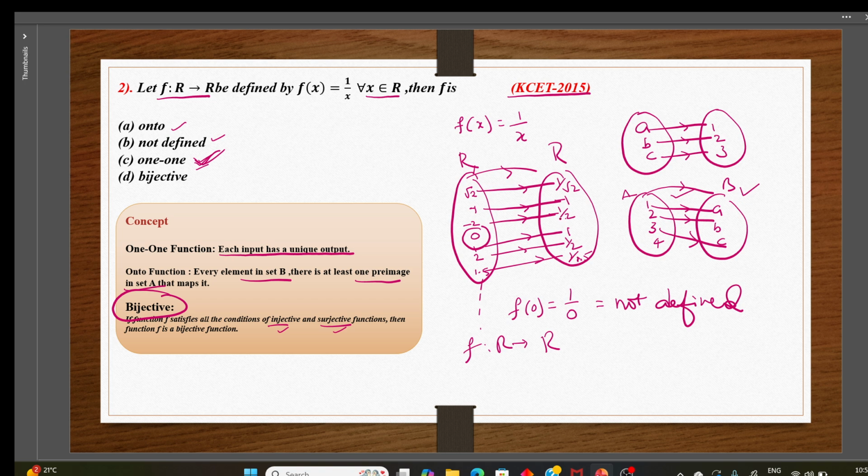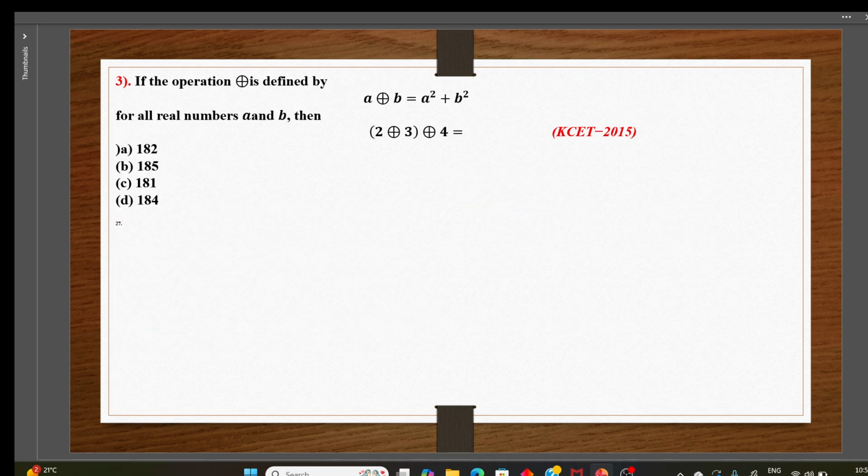Is there any image in this? No image. Okay, we do not get any image for x is equal to 0. So here this function is not defined. Clear? Now, next question.